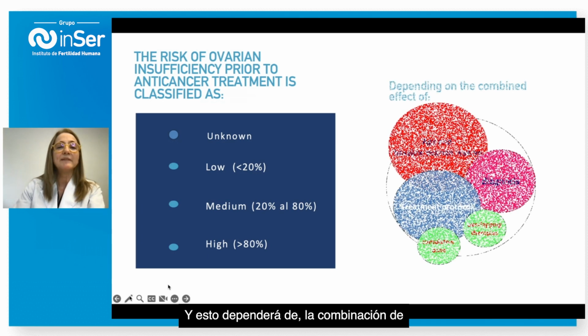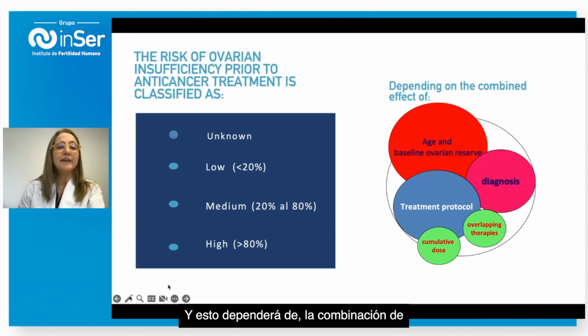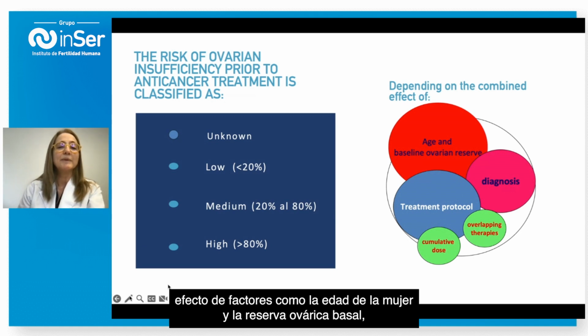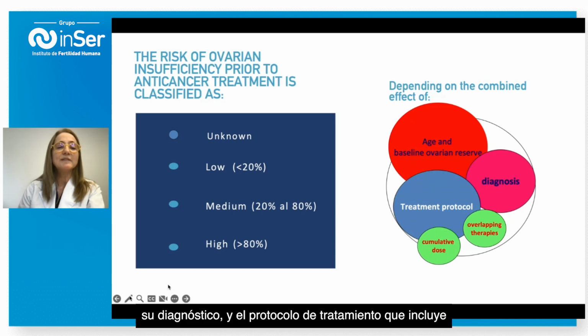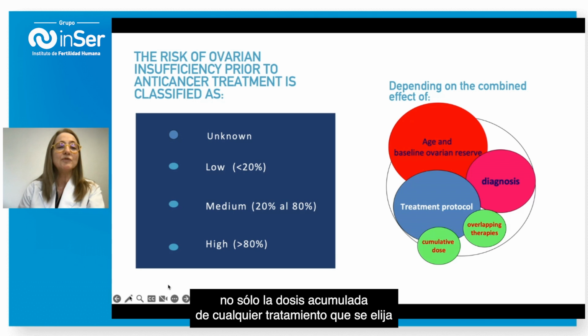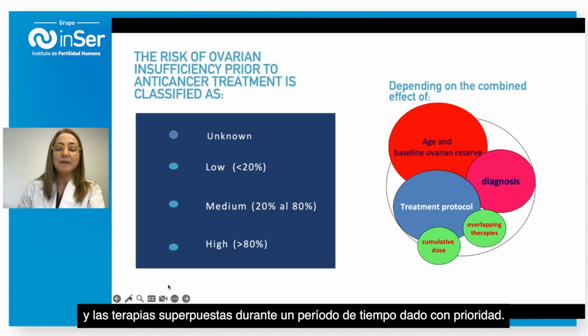And this will depend on the combined effect of factors such as the woman's age and the baseline ovarian reserve, her diagnosis, and the treatment protocol. That includes not only the cumulative dose of whatever treatment is chosen, but also the overlapping therapies over a given time period.